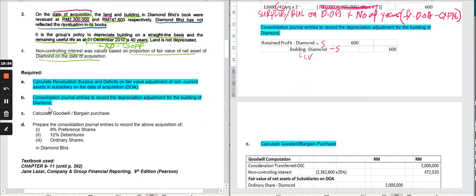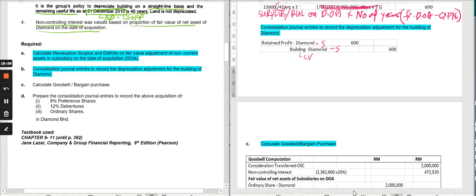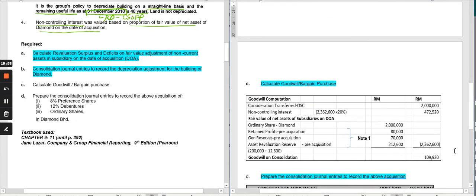Next one is to calculate goodwill. To calculate goodwill, as usual, you need to find out, number one, the fair value of the net asset. Sorry, this is number two actually. Find out the consideration transferred. What you should do is separate the calculation of goodwill for the ordinary shares, preference shares, and debenture.